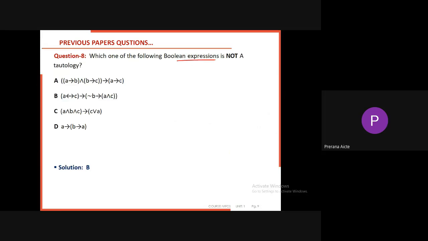Coming to this one, here also is the same kind of question: which one of the following Boolean expressions is not a tautology? Here he has given a Boolean expression with and, or, and biconditional connectives. We have to check for not a tautology. Tautology means we get true for all the cases. Not a tautology means we will not get true, so it may be a false or true-false combination. If you see, B is the answer. For this kind of question, it is preferable to check the truth tables.